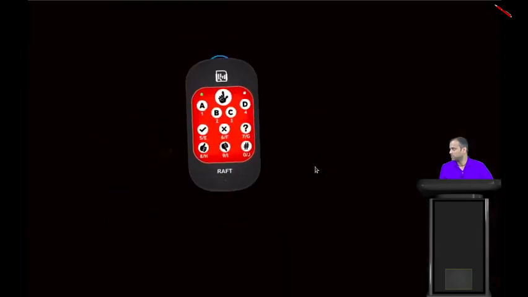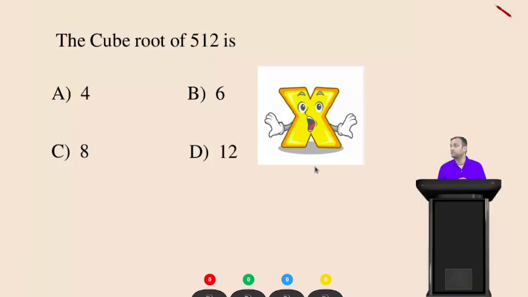Okay students, now again question time for you. So give the answer of this question. The cube root of 512 is, and your time starts now. What is the cube root of 512? Okay class, your time is over. So the correct answer is, yes, it is C.